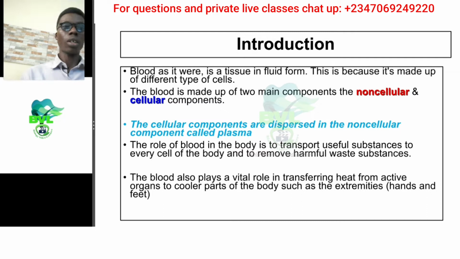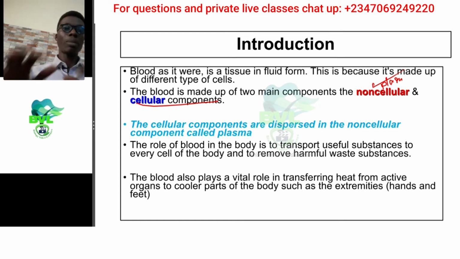So blood has, of course, the non-cellular component, which is plasma, which you saw earlier on, and the cellular component, which is the white blood cells, red blood cells, and platelets. Then the blood generally plays a very vital role in transferring food and substances around the whole body, and also transferring heat. Yes, that's what we are called homeotherms, which means our temperature is quite stable, and that's made easy because of blood transferring heat around our body.